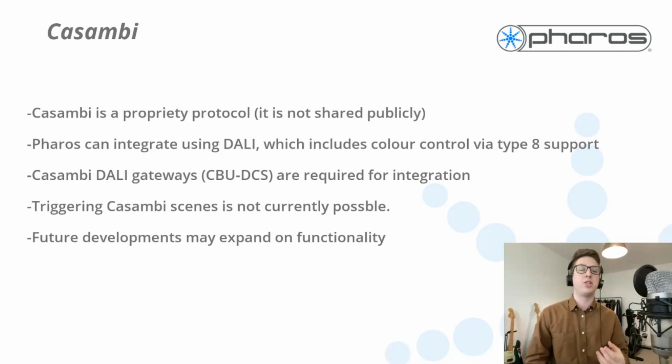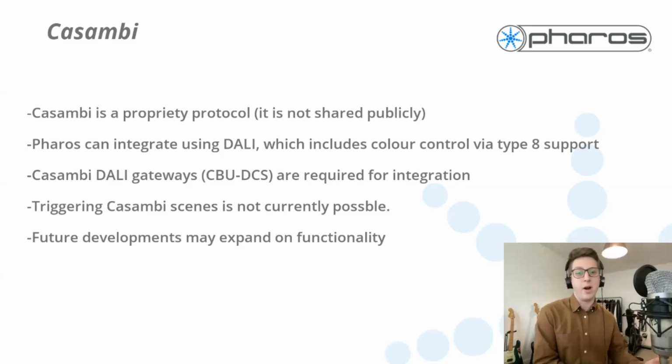Our method of integration that we would recommend is using Dali. And there are a couple of different reasons for this. First of all, it does give you quite a lot of control. You can do color control with our Type 8 support, and also there is a Dali gateway, CBU DCS, which you can use to integrate Pharos with the Casambi system. Now, triggering Casambi scenes that have been loaded onto the Casambi system is not currently possible, but hopefully we're looking at extending our functionality in the future.